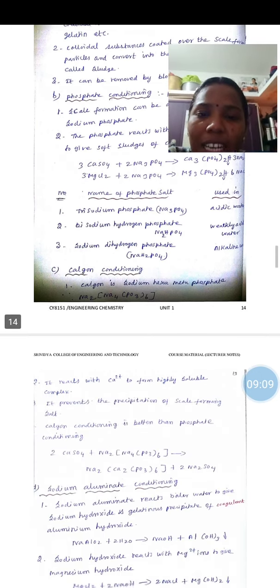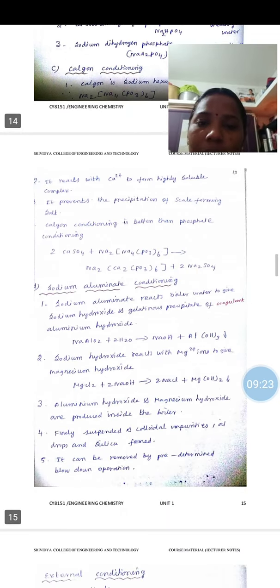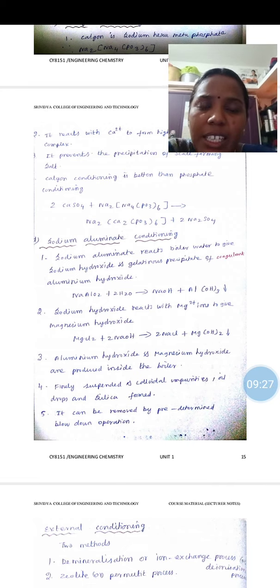The third one is the calgon method. Calgon is namely sodium hexametaphosphate. By using calgon, you can eliminate the sludges and scales. The fourth one is sodium aluminate conditioning. You add the chemical sodium aluminate into the boiler to remove the sludges and scales from boilers. So these are the internal conditioning methods.